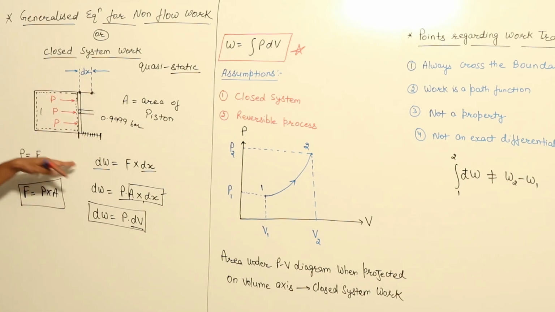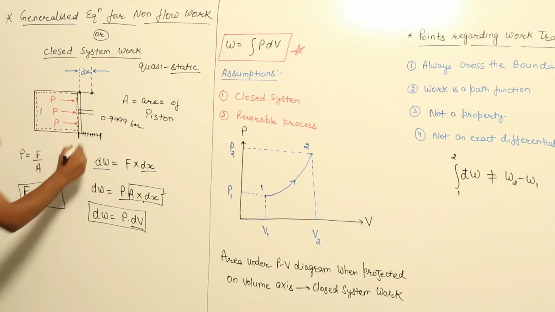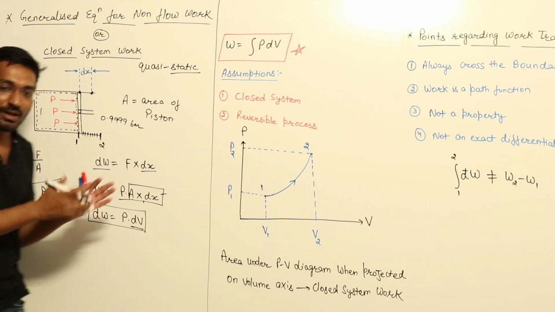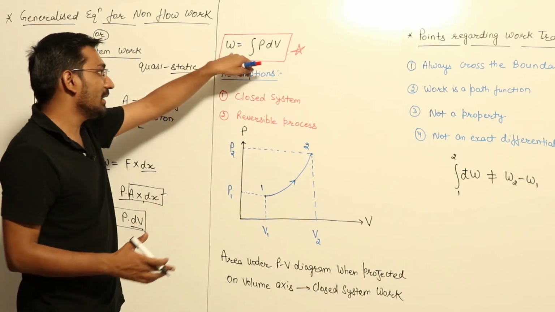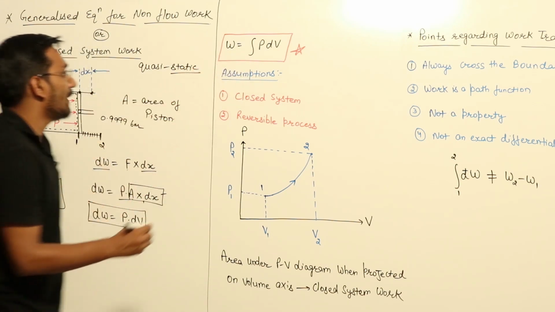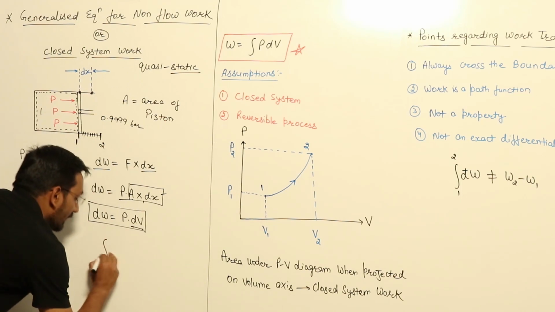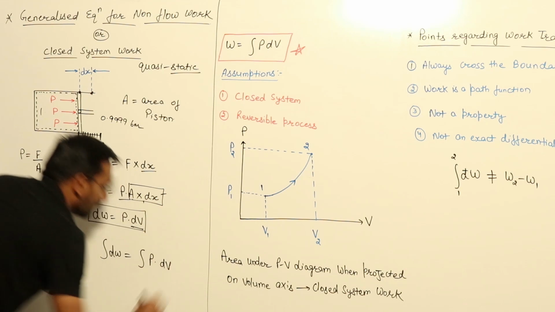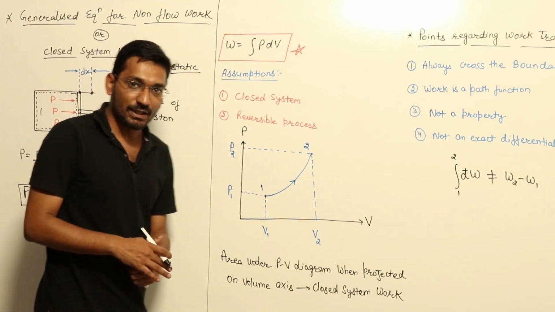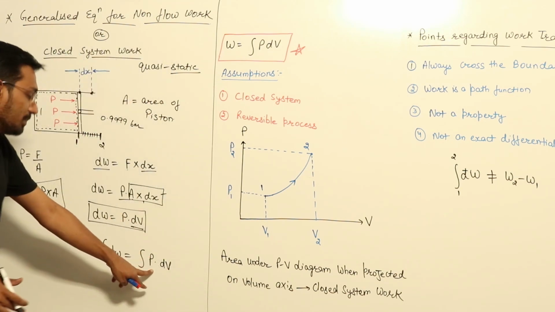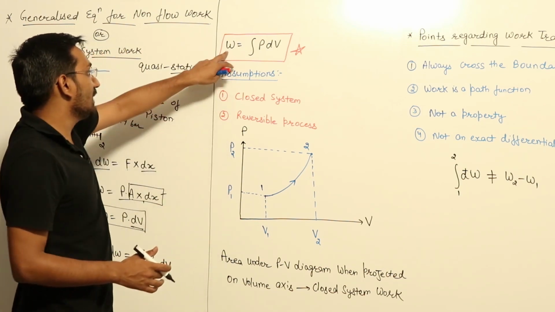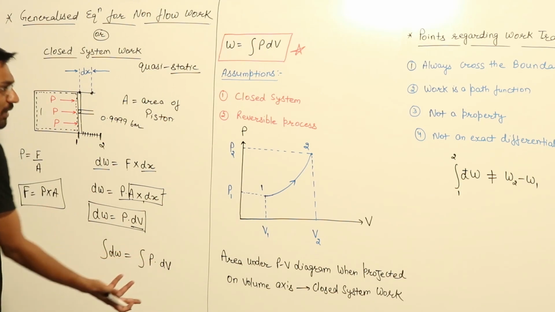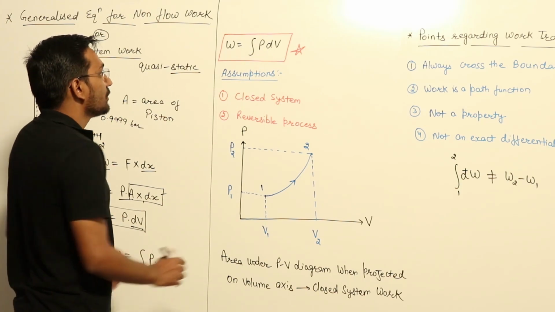Now we want to know the total work done by the piston when it goes from state, let us say, point 1 to point 2. How much total work is done? So we are integrating dW. The integration of dW is equal to the integration of P into dV. This pressure may be constant, may not be constant, right? So this is the work done.